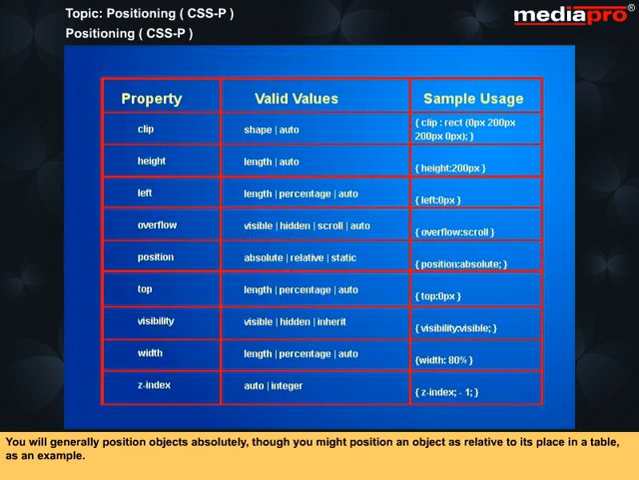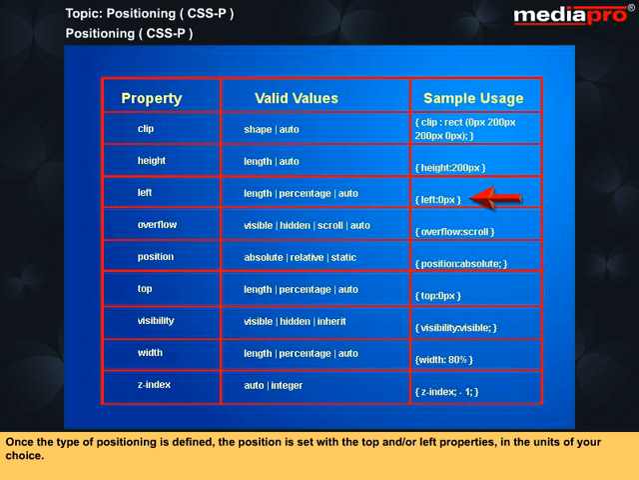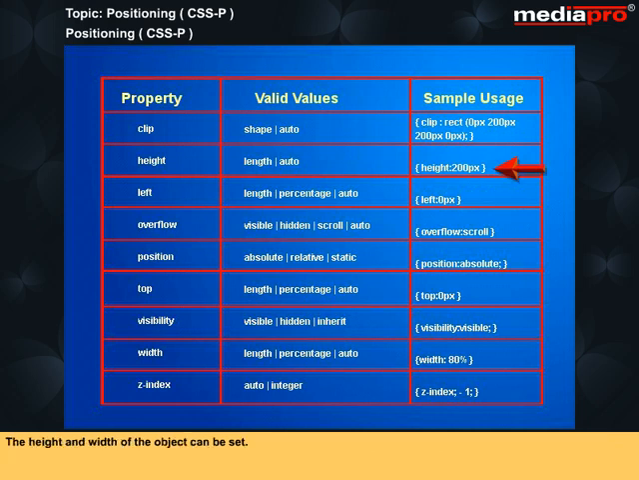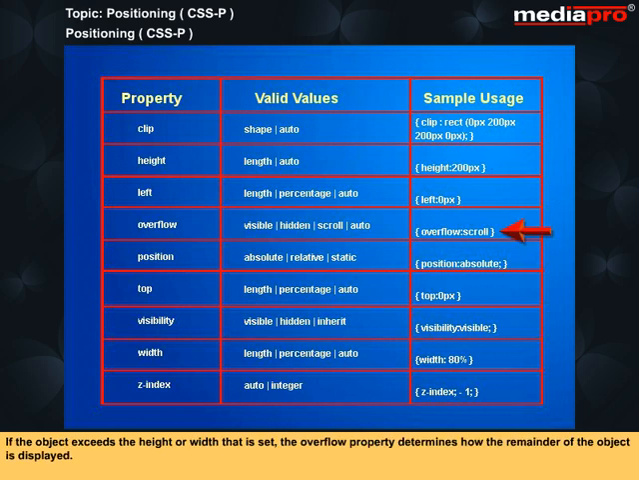You will generally position objects absolutely, though you might position an object as relative to its place in a table, as an example. Once the type of positioning is defined, the position is set with the top and or left properties in the units of your choice. The height and width of the object can be set. If the object exceeds the height or width that is set, the overflow property determines how the remainder of the object is displayed. Thus, you may get something that looks like a scrolling frame if the height of a block of text is set to be smaller than the size of the block.